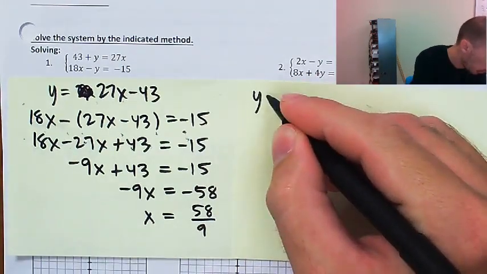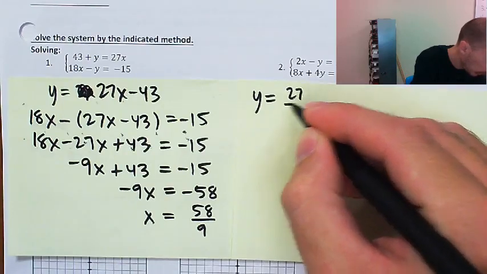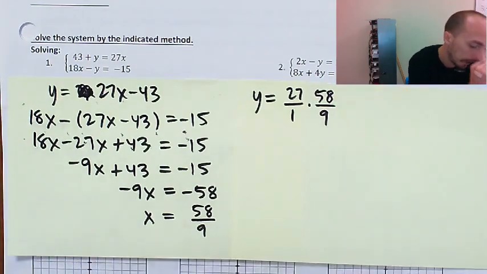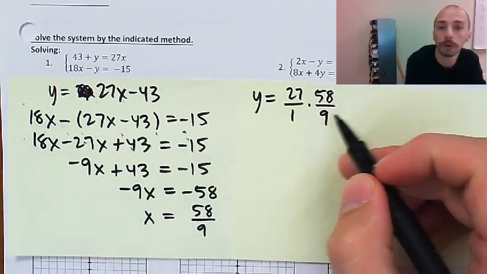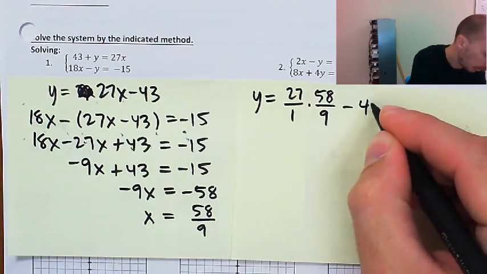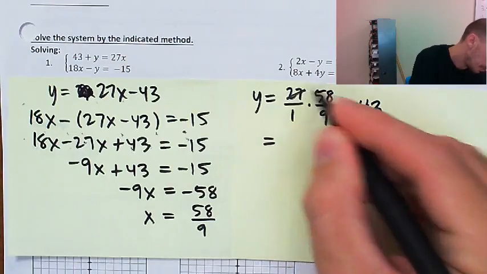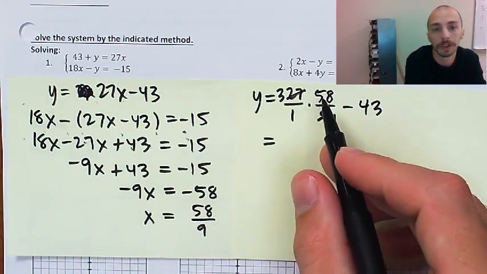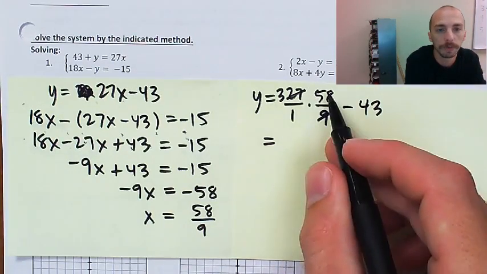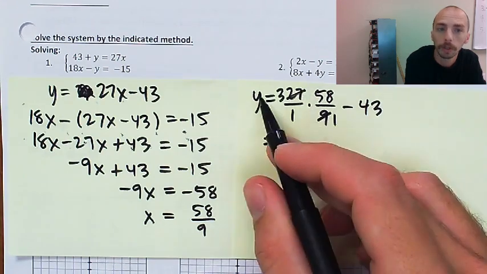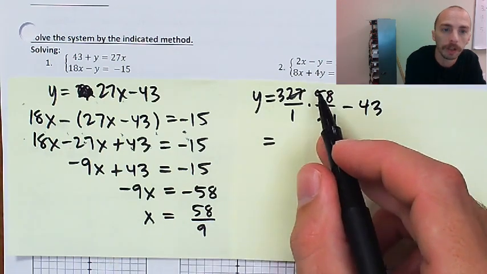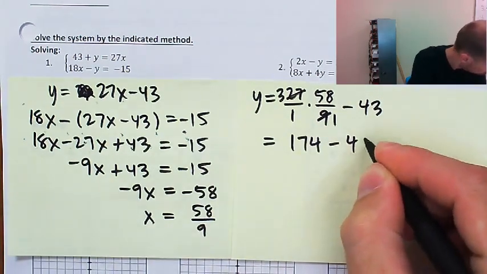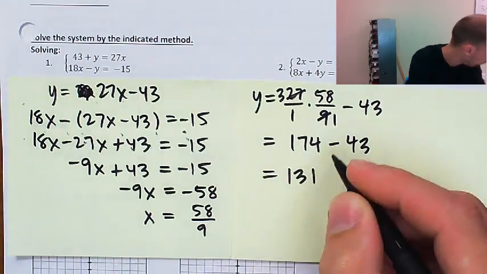Okay, now I've got a formula for y. That's 27x, but I'm going to just call that 27 over 1 because I know I'm multiplying by 58 over 9. And I'm not really interested in doing 28 times 57, so I'm going to try to reduce that a little bit. But then I'm going to subtract 43 afterwards. Okay, so I can say 27 over 9, that's the same as 3 over 1. And 3 times 58, well, I've got a better chance of multiplying that accurately. Okay, 3 times 58, well, 3 times 50 is 150. 3 times 8 is 24. So I've got 150 and 24 more is 174, minus 43 equals 131.